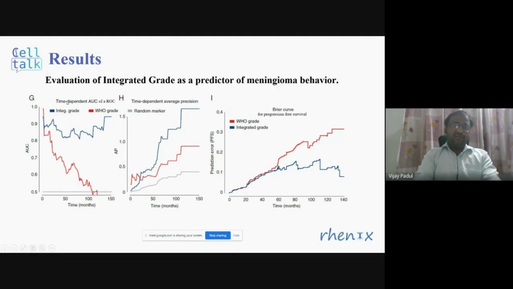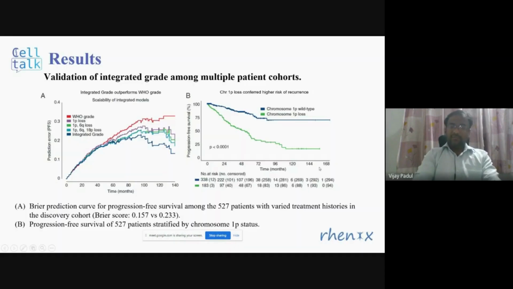So they have used time-dependent AUC curve analysis, time-dependent average precision analysis, and Brier curve. So here, as you can see, the integrated grade is performing better. Here also, in time-dependent average precision, integrated grade is performing better, and the Brier curve, which estimates the accuracy or prediction error, is also giving a better outcome. So this is the validation of integrated grade among multiple patient cohorts.